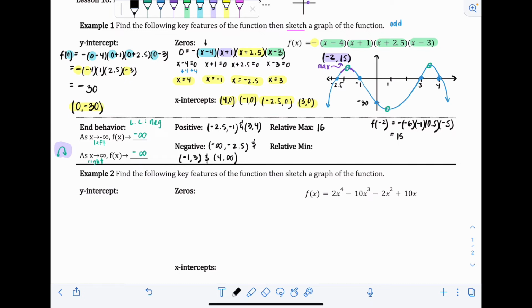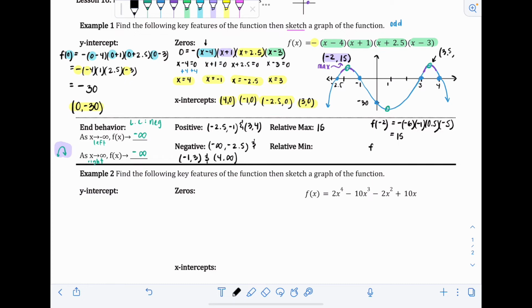And then there's also going to be another relative max over here because that point is another change of direction that's higher than the points surrounding it. So that one's between 3 and 4, so we could estimate at 3.5. And then we have to find the output value that goes with it. So we do it the same exact way.